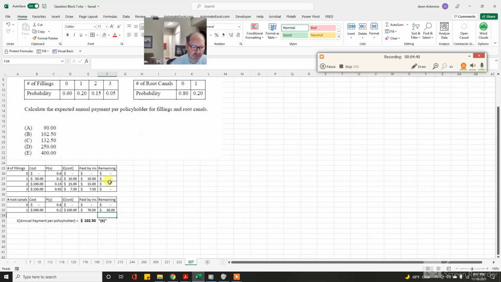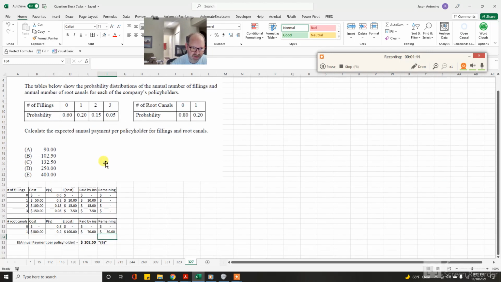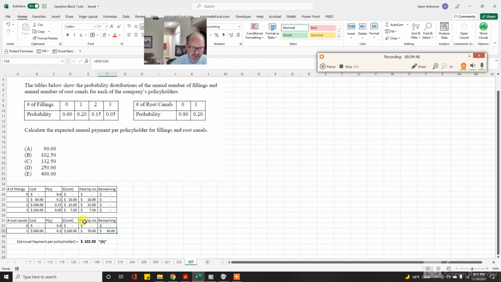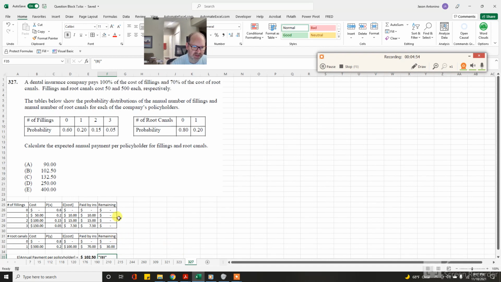But the consumer would only have to pay nothing for the fillings because they're covered at 100%. 70% coverage for the root canal, so 70-30. That's how that split would work out, using the same logic. And so that is today's lesson. Thank you.